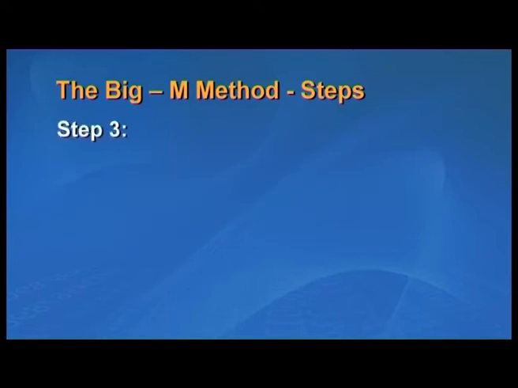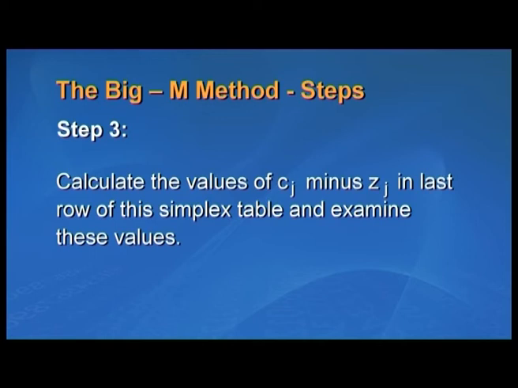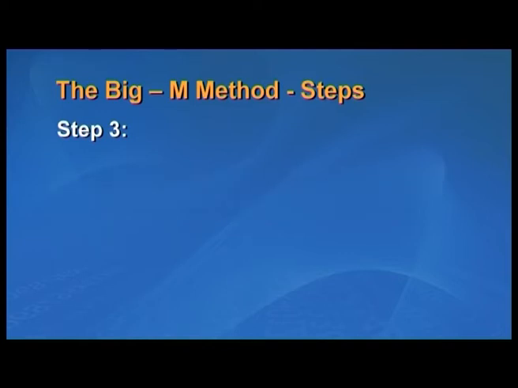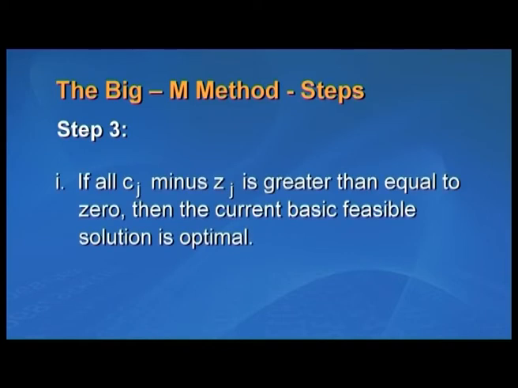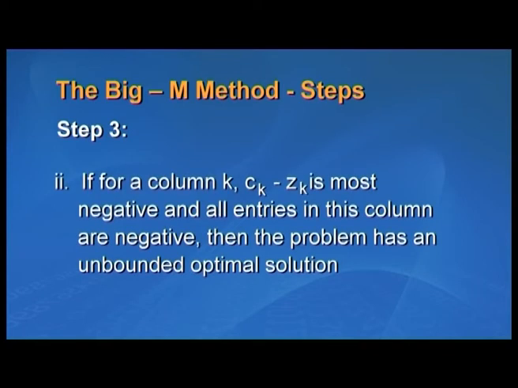Step 3. Calculate the values of Cj - Zj in the last row of the simplex table and examine these values. If all Cj - Zj are greater than or equal to 0, then the current basic feasible solution is optimal. If for a column k, Cj - Zj is most negative and all the entries in this column are negative, then the problem has an unbounded optimal solution.